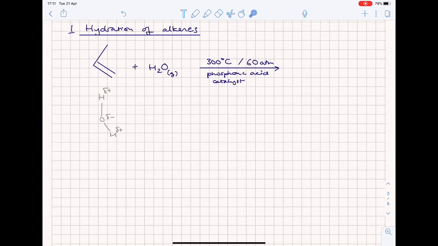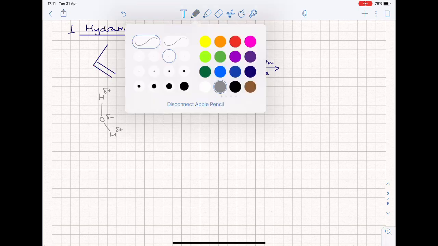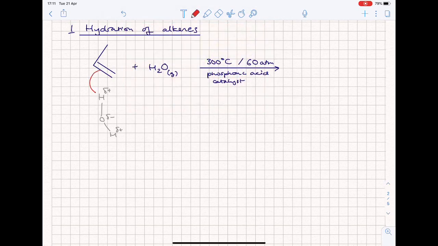positive hydrogen attracting the electrons from the pi bond in the alkene, and they move towards the hydrogen there. And as those electrons approach the hydrogen, the electrons in this bond will be repelled away from these electrons, so these will repel towards the oxygen, and the oxygen accepts those electrons to form a stable hydroxide ion.